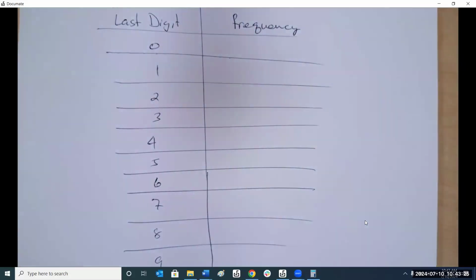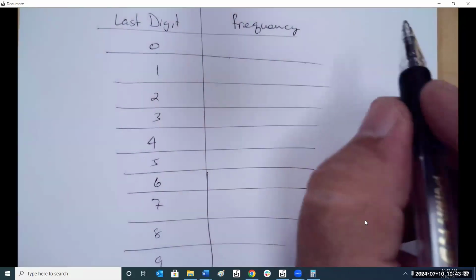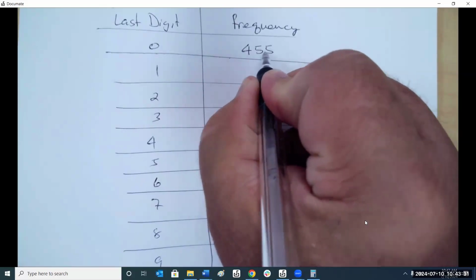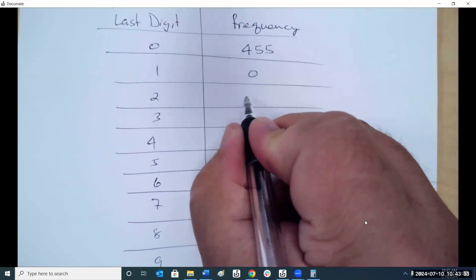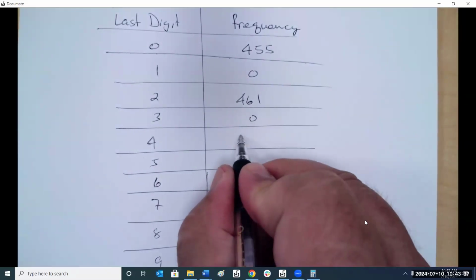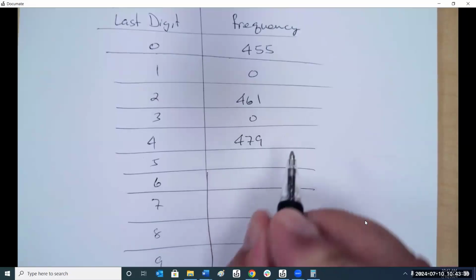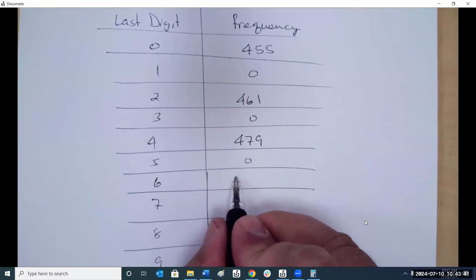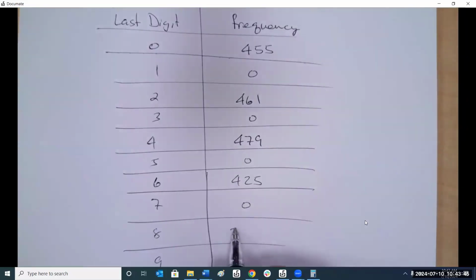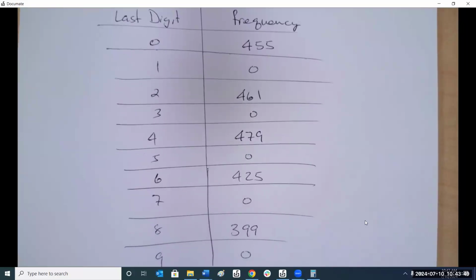The frequency of the first one is 455, then 461, then 479, then 425, then 399, and the last one is also listed.